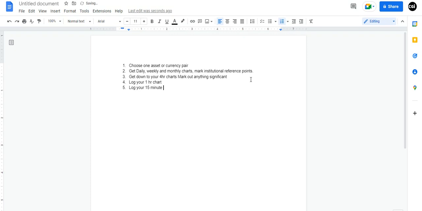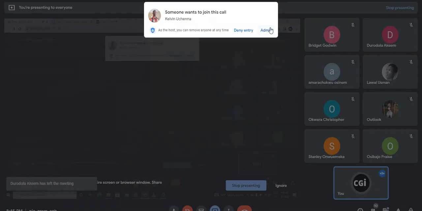Log your 15 minutes chart. So once you do all these 5 steps, you are done for the day. So get a daily chart, weekly chart, and monthly chart. Write out a little story about it and where you think price will go. Get to your 4 hour chart, mark anything significant. Go to your 1 hour chart, mark anything significant as well, and put it in your price log.